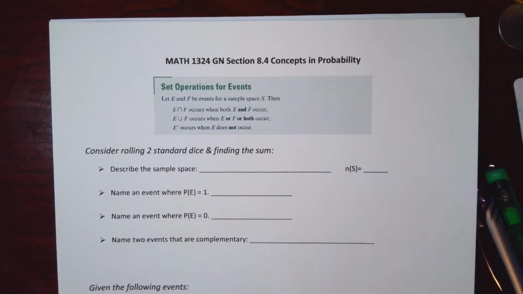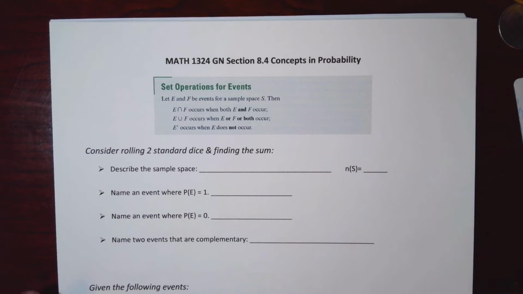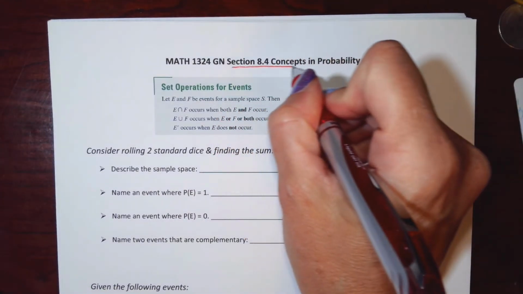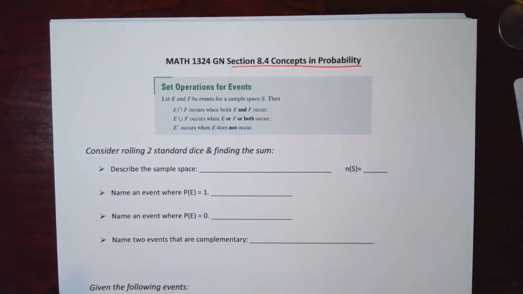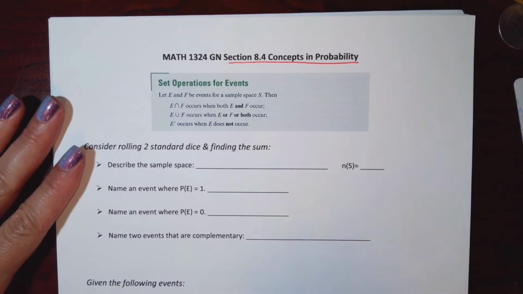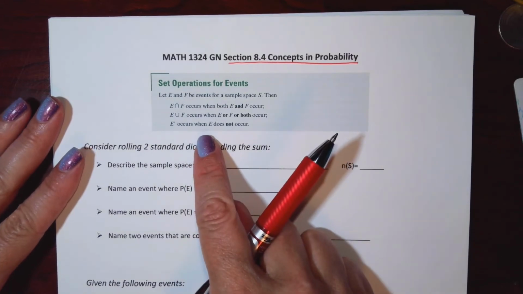We come back to finish our look at probability from section 8.4. Moving on to some new looks at probability. We're just going to further the concepts we've already started on by focusing on some set operations and their symbols.